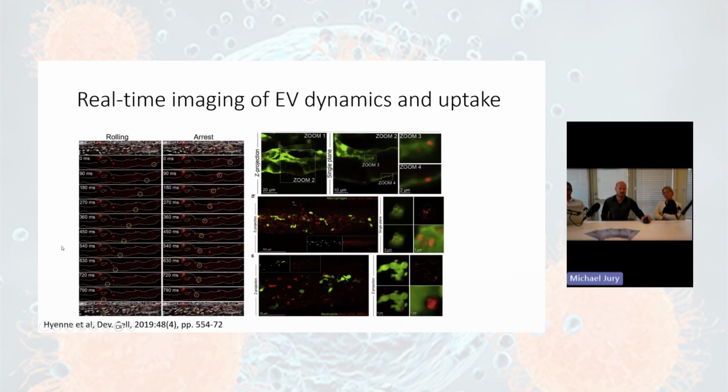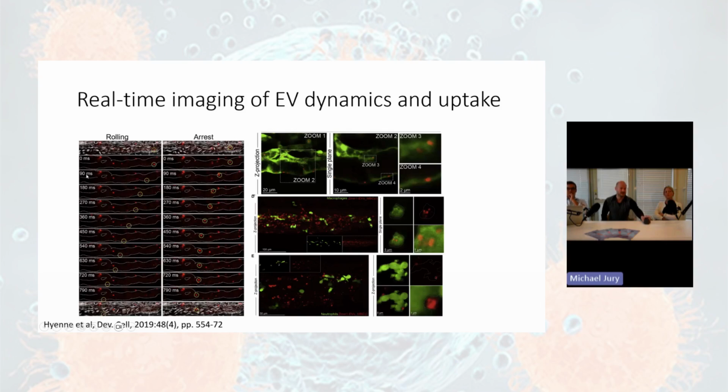So going back to the studies published in 2019 by the Goetz group, this is Hyenne et al. They took videos of the labeled EVs that they injected IV in the fish to see how they behave in the vasculature and in the tissue of zebrafish. And they could identify, for example, a mechanism of cellular tissue uptake related to rolling. So they could show that the EVs are docking on the endothelium and then rolling along the endothelium here.